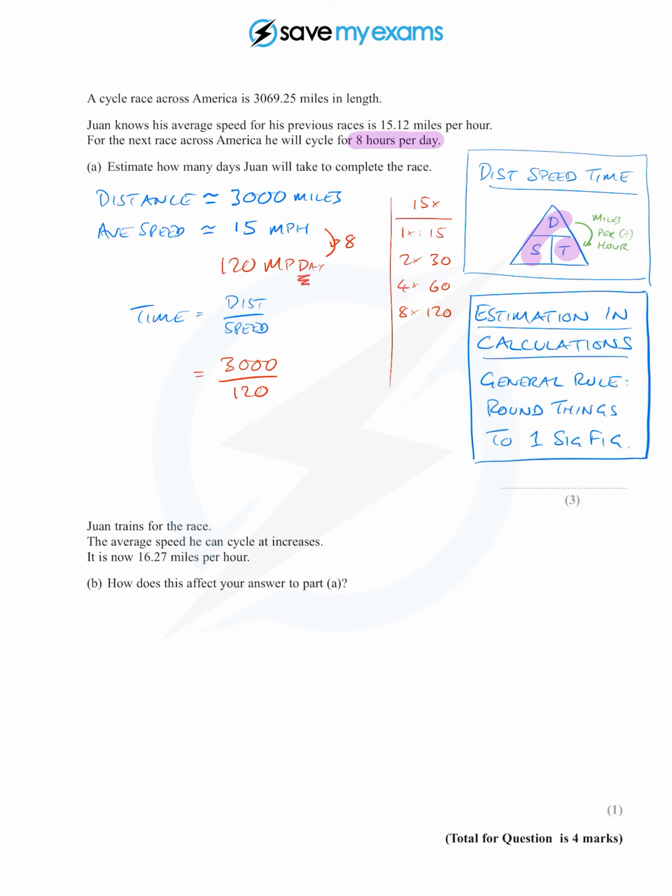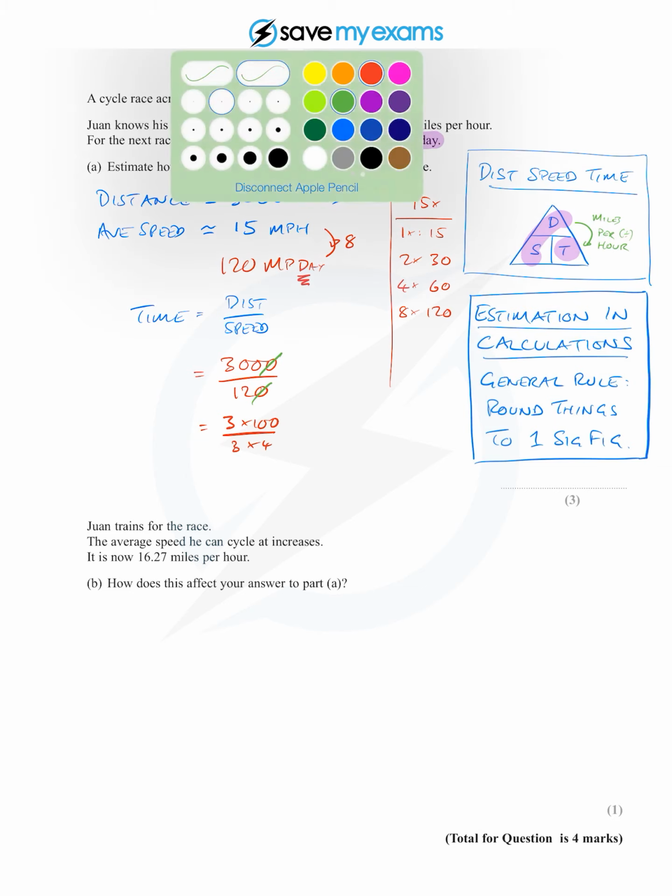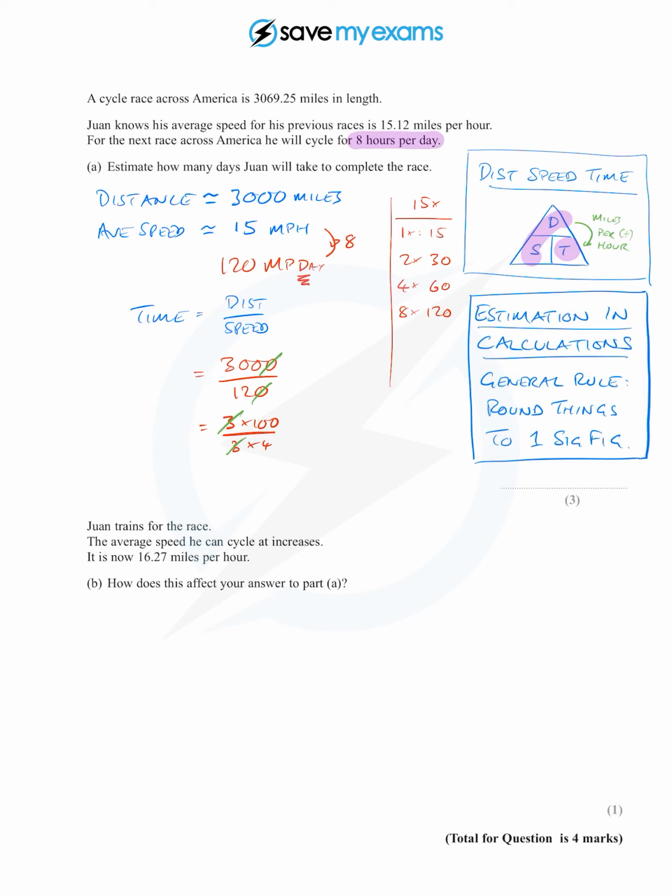So 3,000 over 120 is, well, let's get the green cancelling pen out, shall we? First thing I can do is knock the zeros off. So it's 300 over 12. To aid me in my cancelling, I'm going to write 300 as 3 times 100 and 12 as 3 times 4, because that makes the cancelling easier. Now I can see that the 3's cancel, and I also know that 100 over 4 is 25 over 1. And so my estimate for the number of days is 25.